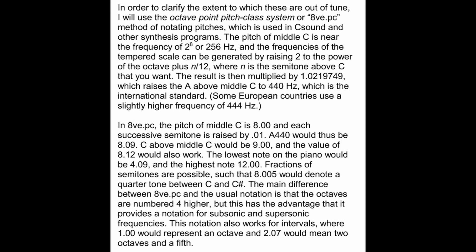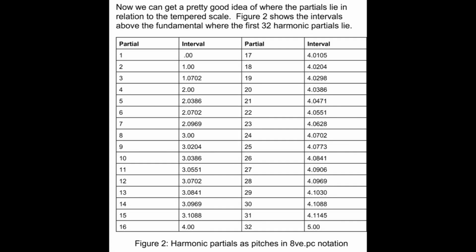The main difference between 8ve.pc and the usual notation is that the octaves are numbered 4 higher, but this has the advantage that it provides a notation for subsonic or supersonic frequencies. This notation also works for intervals, where 1.00 would represent an octave and 2.07 would mean 2 octaves and a fifth. Now we can get a pretty good idea of where the partials lie in relation to the tempered scale. Figure 2 shows the intervals above the fundamental where the first 32 harmonic partials lie.